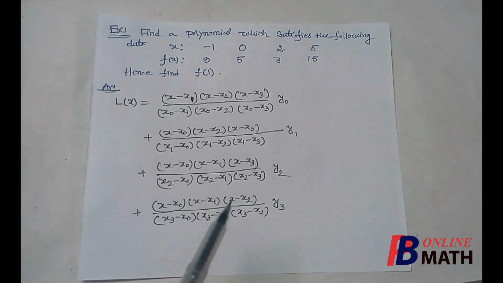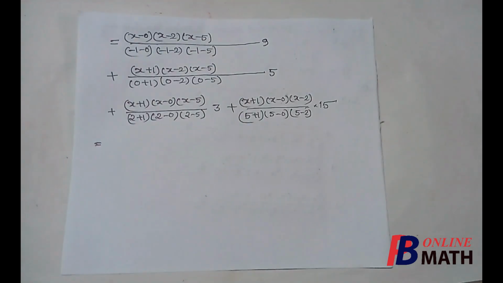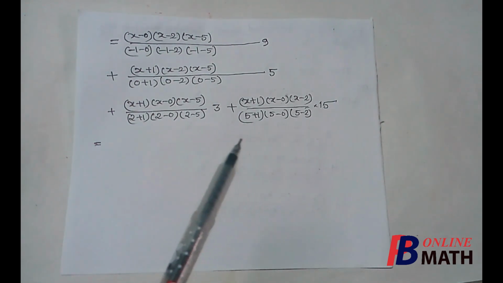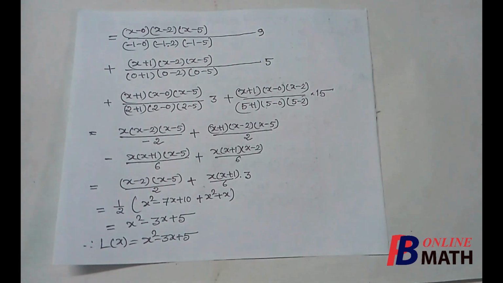Now we have to simply replace all the values of the arguments and entries, and then we shall find the required polynomial. Now here we have replaced all the values of the arguments and the entries. Next we have to simplify this. I am skipping the detailed calculation. If we simplify this, we shall ultimately get that the polynomial is equal to x square minus 3x plus 5. So this is the required Lagrange's interpolating polynomial. So L(x) equal to x square minus 3x plus 5.